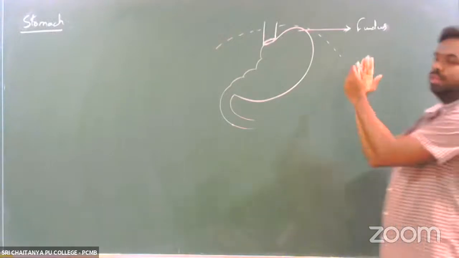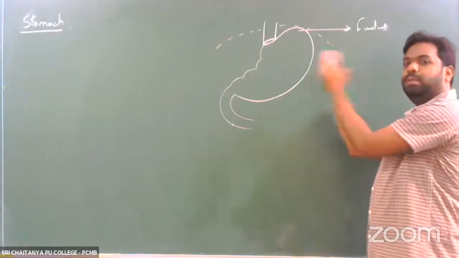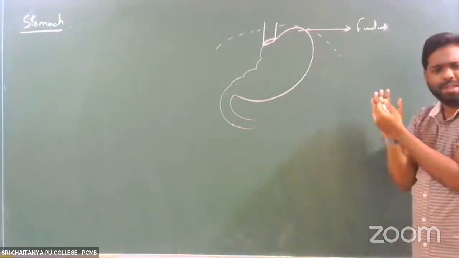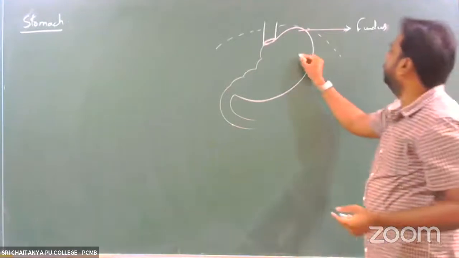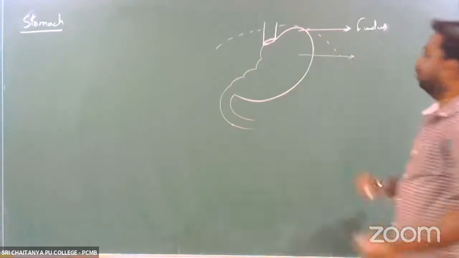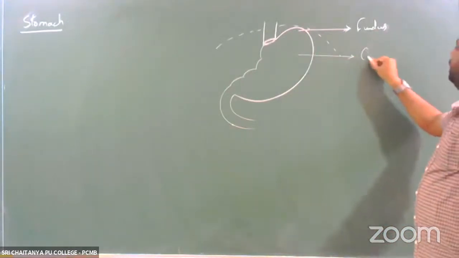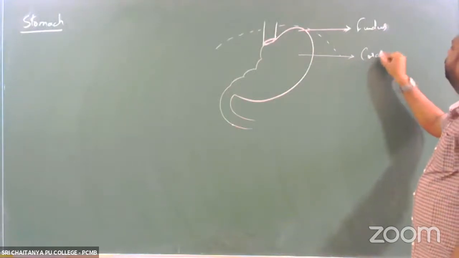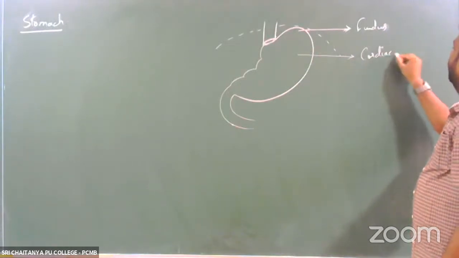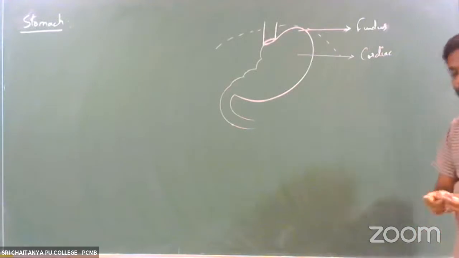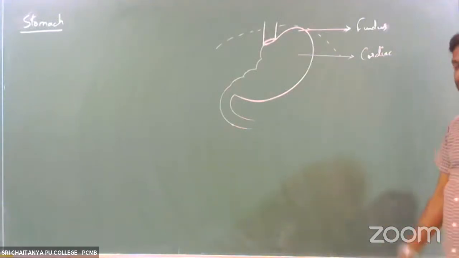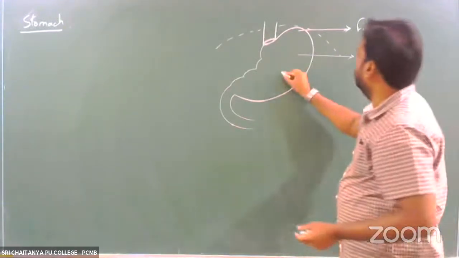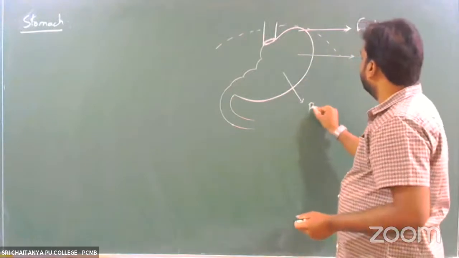The part of the stomach which is completely towards the left side, this part we call the cardiac stomach, right? It is called the cardiac part of the stomach. Then the main part of the stomach is called the body of the stomach.